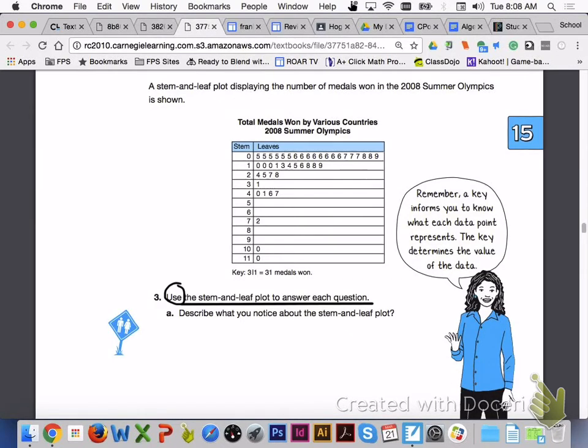Please turn to page 1027. A stem and leaf plot displaying the number of medals won in the 2008 Summer Olympics is shown. Please answer number 3, letters A through G, with your group members.